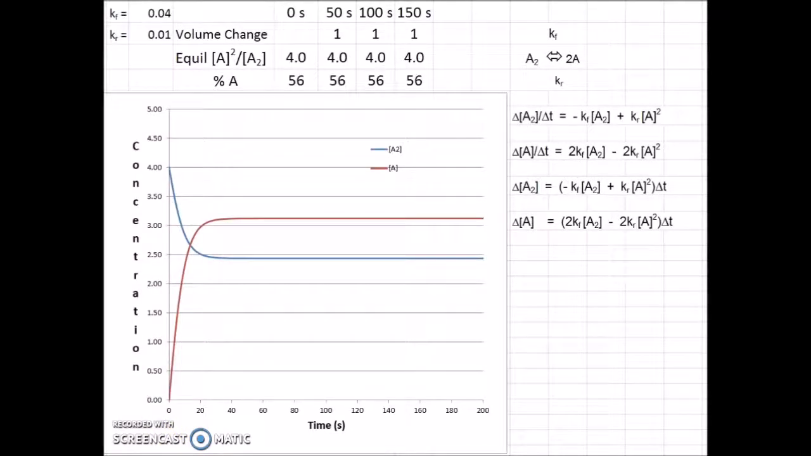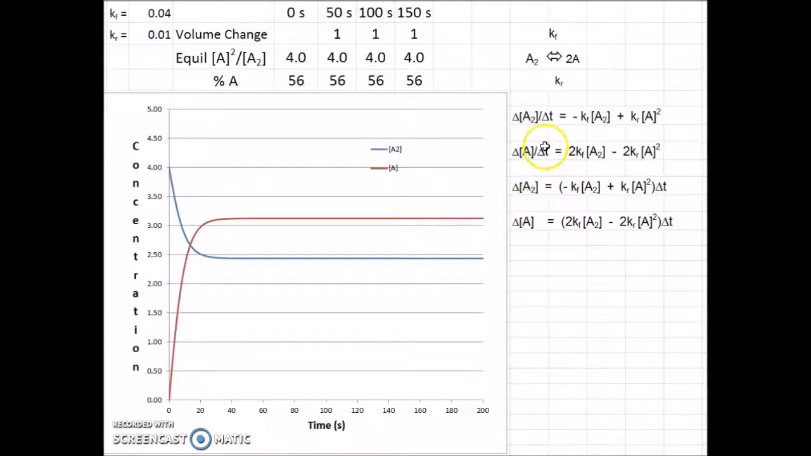Okay, here's the Excel simulation. In doing the simulation, I have an equilibrium between A2 and 2A. The rate constant for the forward reaction, Kf, in this case is 0.04, and the reverse 0.01. And these are the equations for the kinetics of the reaction. This is how A2 changes with time. This is how A changes with time.